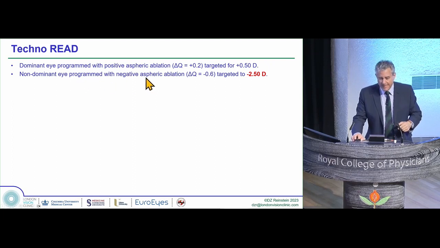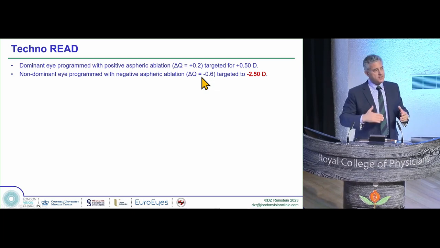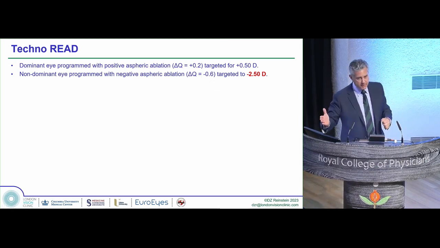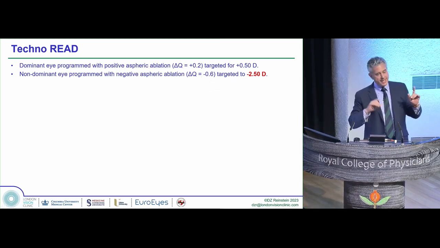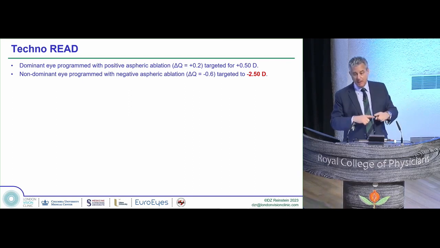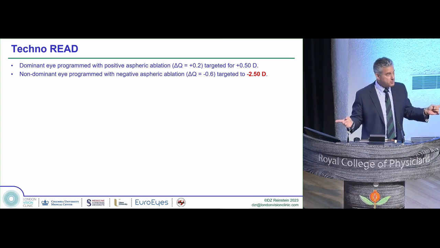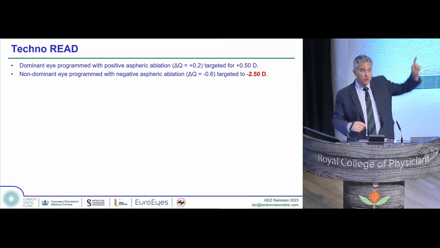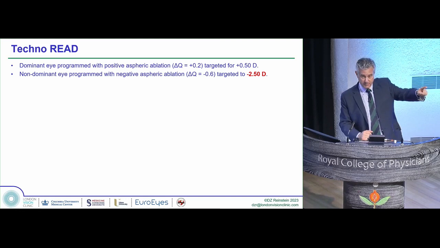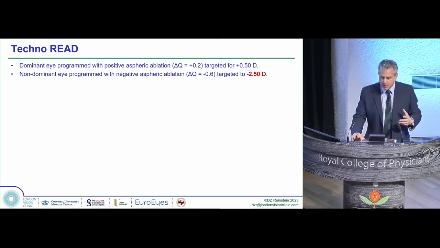Non-dominant eye programmed with negative spherical aberration, -0.6. But the center target is -250. So actually, the anisometropia between the eyes is -3. Like there's a 3 diopter difference between the eyes. And we all remember the Pradhan curve, right? Okay. So these are the results that they published.